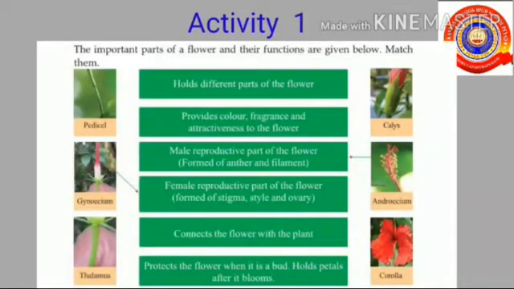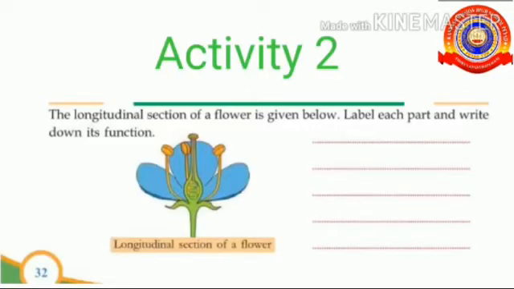Children, this is the time for doing the activity. In your textbook, page number 32, the important parts of a flower and their functions are given below. Match them. This is the second activity. This is the longitudinal section of a flower. Label each part and write down its functions. Write with pencil.